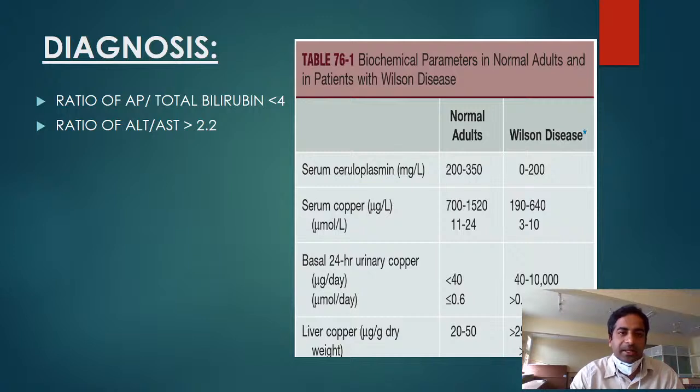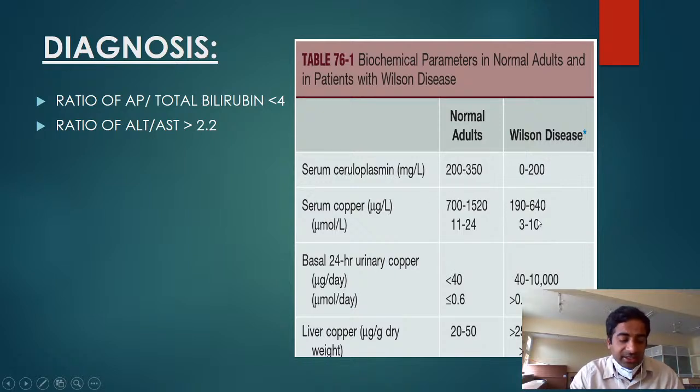So diagnosis, mainly the ratio of alkaline phosphatase to total bilirubin is always less than 4. Okay, so that's how you diagnose Wilson's disease. The ratio of alkaline phosphatase to total bilirubin is always less than 4, and the ratio of ALT to AST is always greater than 2.2. Okay, so this is one important parameter for diagnosis of Wilson's disease. Among the biochemical parameters, most important, serum ceruloplasmin in Wilson's disease is always low. It's usually between 0 to 200. Normal is 200 to 350.